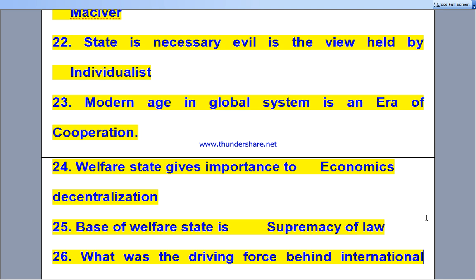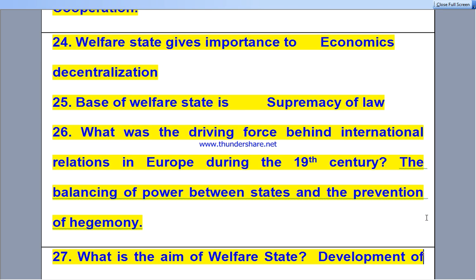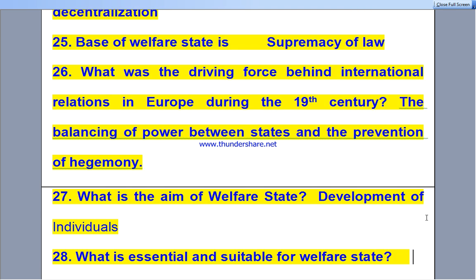Modern age is global, and global system is an era of cooperation. Means there is less chance of war. Number 24, welfare state gives importance to economic decentralization. Number 25, base of welfare state is supremacy of law.